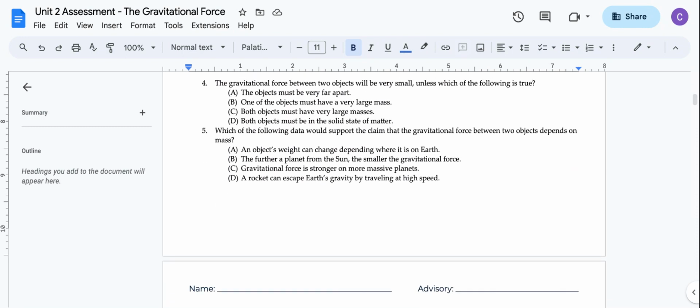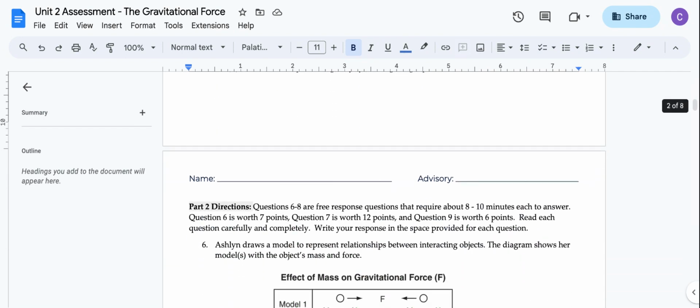5. Which of the following data would support the claim that the gravitational force between two objects depends on mass? A. An object's weight can change depending on where it is on Earth. B. The further a planet is from the sun, the smaller the gravitational force. C. Gravitational force is stronger on more massive planets. D. A rocket can escape Earth's gravity by traveling at a high speed.